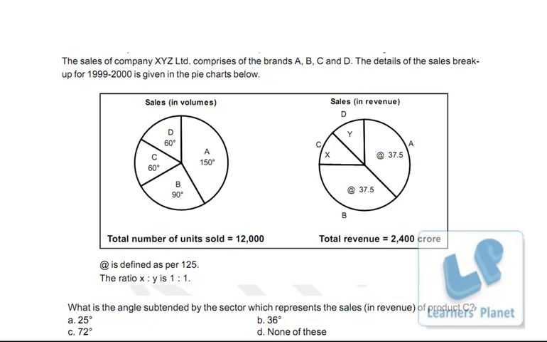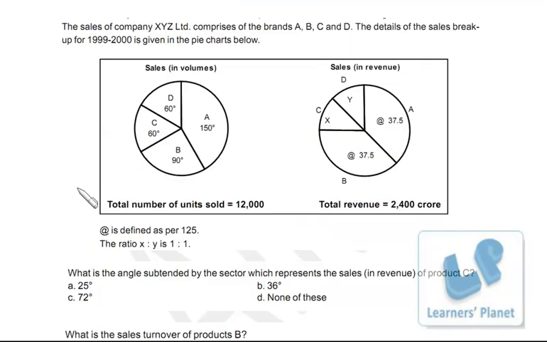What is the angle subtended by the sector which represents the sales in revenue of product C? So product C, that means X. So we have to find out this angle, right? Now this "at the rate" 37.5, that means this 37.5 is from 125. That means the total value of this circle is 125. That is actually 2400 crore, right? So this is defined as per 125. So from 125 this is 37.5, this is 37.5. So total it is 75.